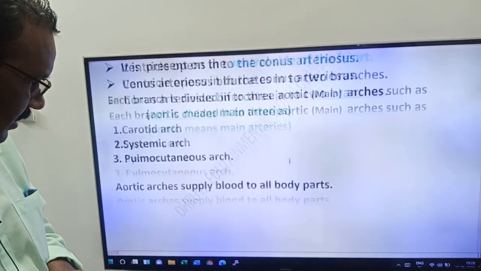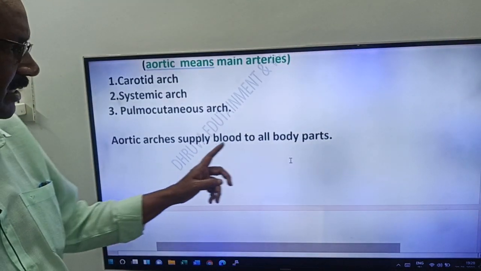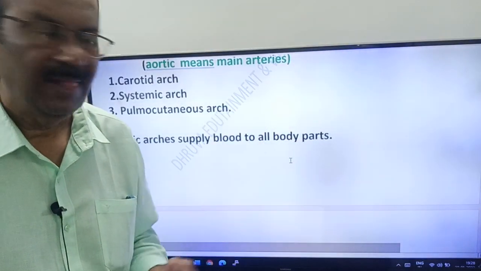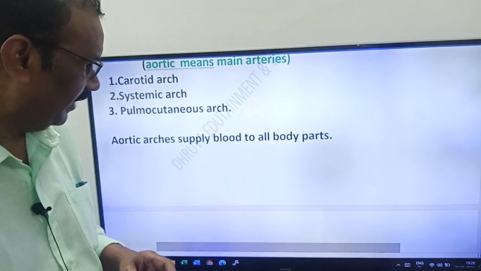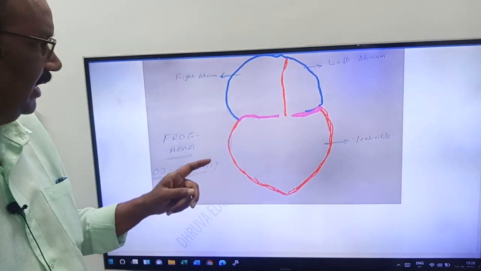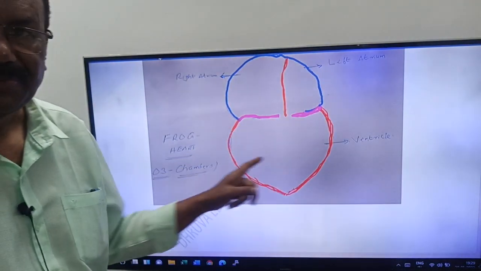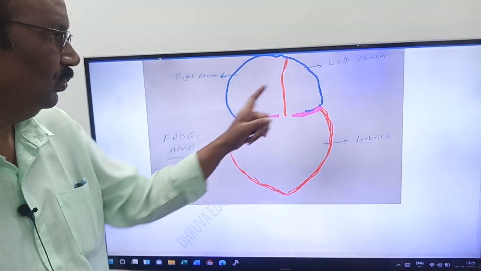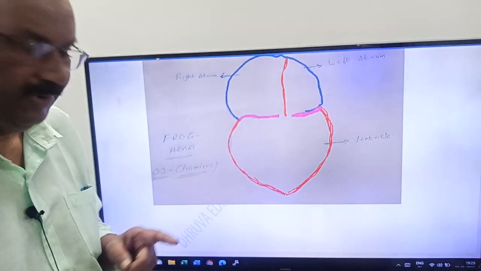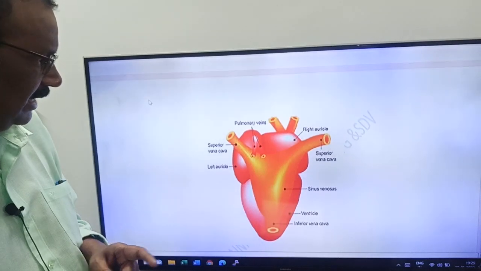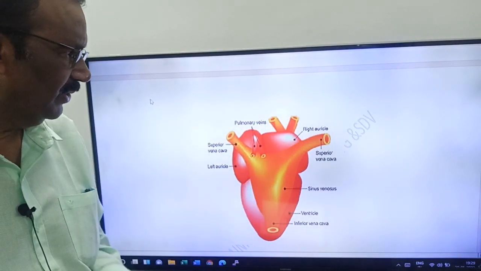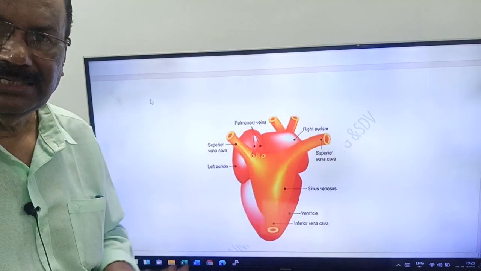Okay friends, now see, aortic arches supply blood to all body parts. Aortic arches supply blood to what, friends? All body parts. Once again you see the image, friends. Frog heart has three chambers, the upper two are atria, the lower one is the ventricle. Okay, next see friends, this is the sinus venosus. Is it okay, friends?